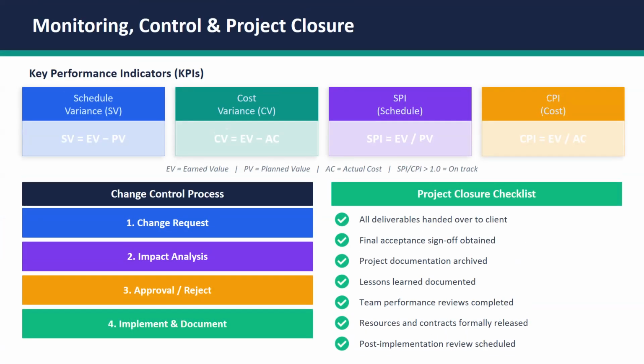Monitor projects with key performance indicators like schedule and cost variance, and indices for schedule and cost performance. Use a change control process for managing changes. At closure, ensure all deliverables are handed over. Documentation is archived, lessons learned are captured, and a post-implementation review is scheduled.